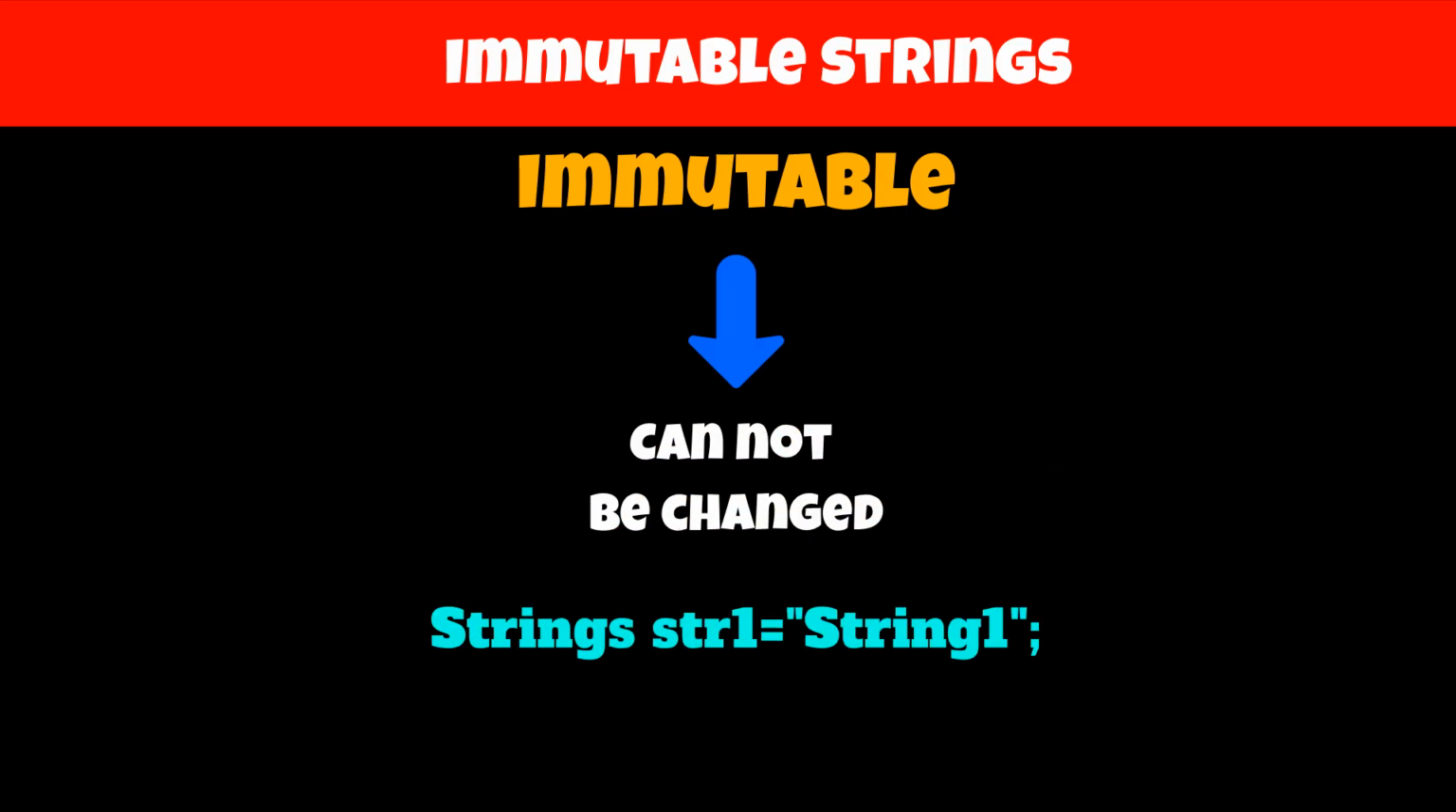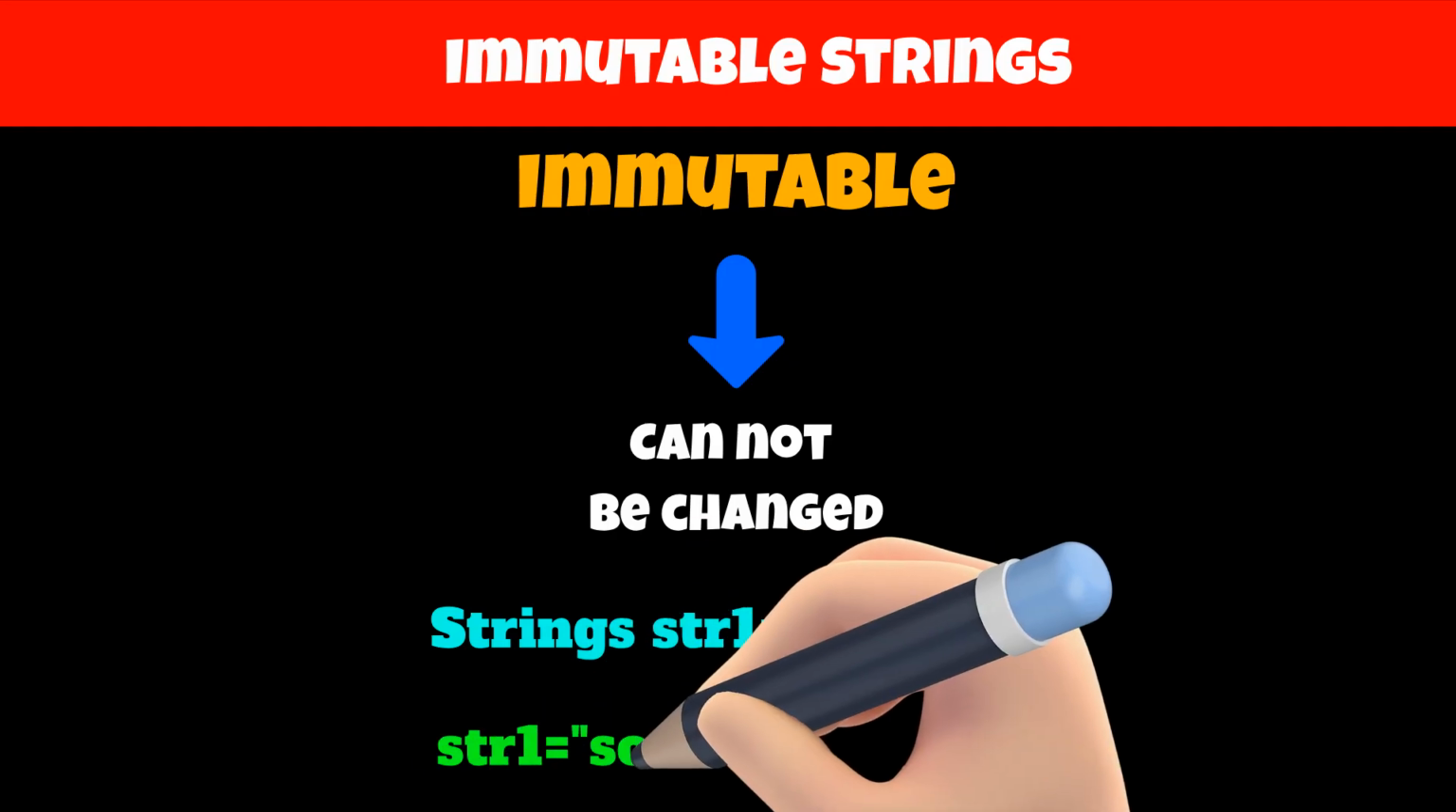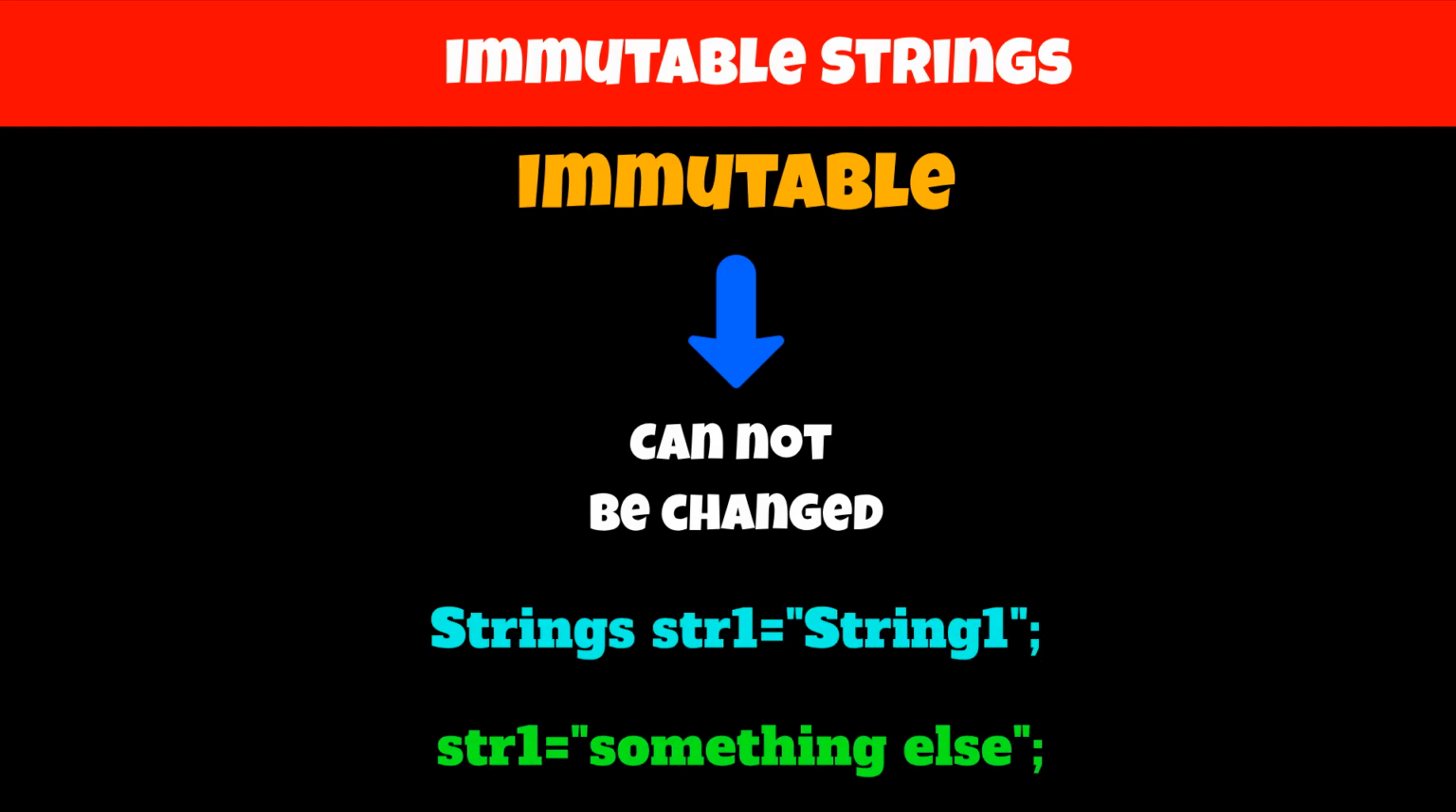So strings are immutable. Does it mean I cannot change the value of str1 to something else? Actually no, I can change its value to something else just by using the simple equal to operator. Then what does immutable string mean? The answer to this question lies in how strings are stored in the backend of Java.